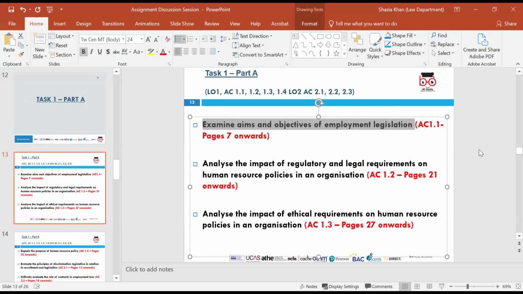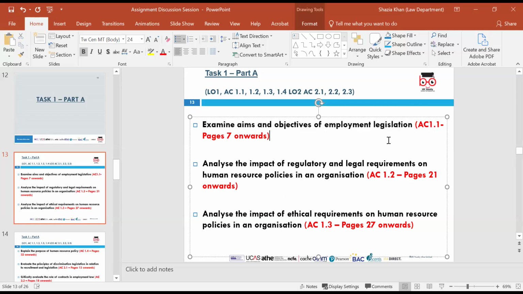and that is looking at learning outcome 1, AC 1.1, and it's on page 7 onwards on the slides, okay? So you need to look at page 7 onwards and you look at the different objectives, things like minimum wage, safe workplace, what the objectives and aims of employment law is, to create a homogeneous employment workplace.